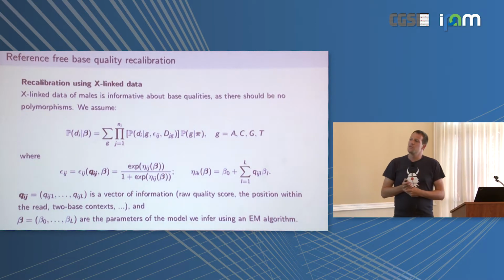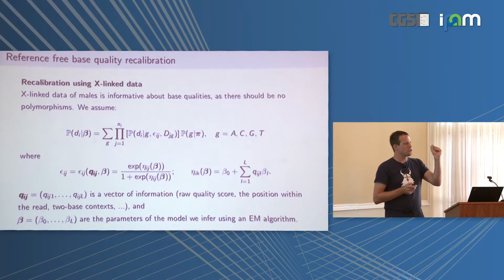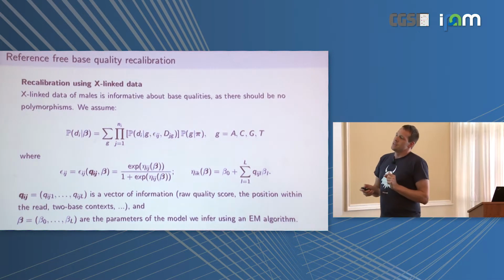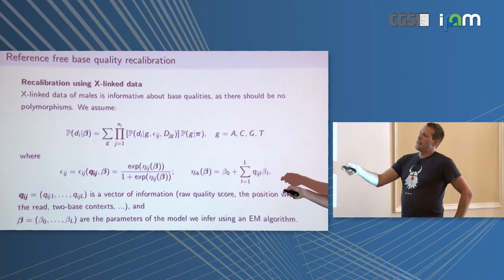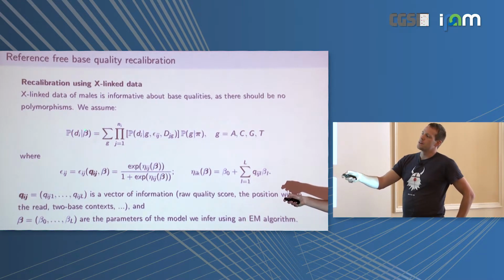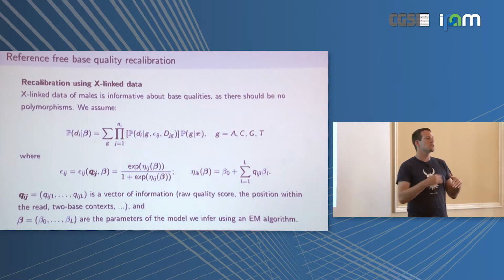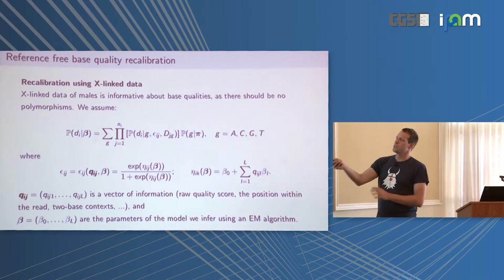So the idea is really we assume that there is a single true nucleotide at every position along the X, but you don't know which one it is. What we're interested in here is the probability of all the sequencing data at one locus, given a vector of parameters beta that are going to tell us something about how these quality scores are actually distorted. Okay, and I can explain how we use that beta after we go through this equation.